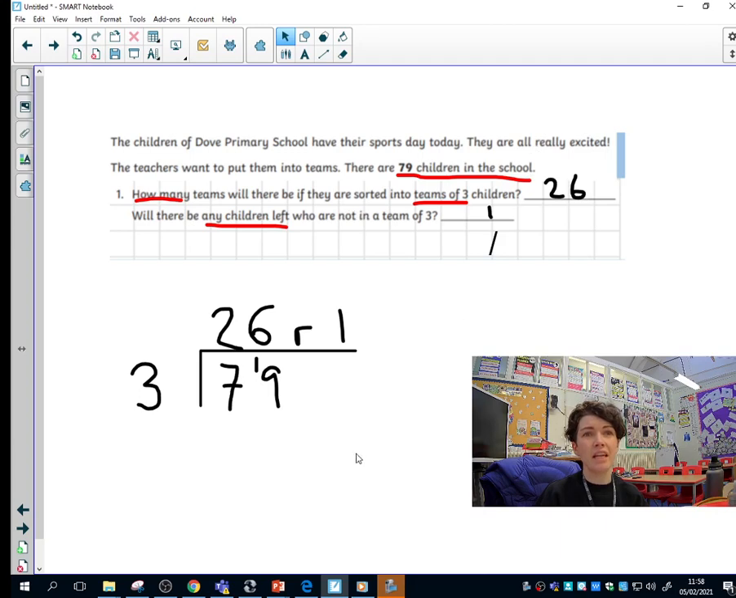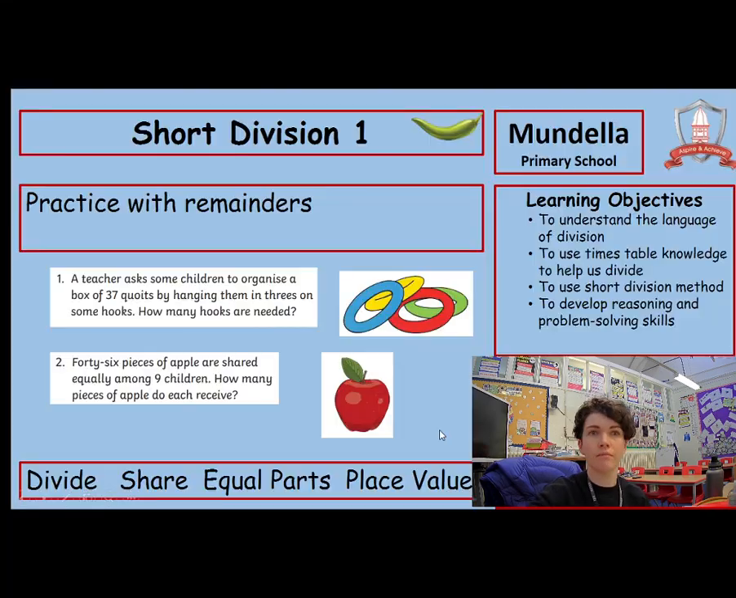So for example, with this particular question we went through, we've got 26 teams, but we've got this 1 left over. In this problem, that's the same as one child left over, right? So we've got to think, in answer to this question, will there be any children left who are not in a team of 3? The answer is yes, we've got one child. So that child presumably would have to go into another group. But sometimes it might be that you've got to round the remainder up. It depends really on the kind of question that you have.